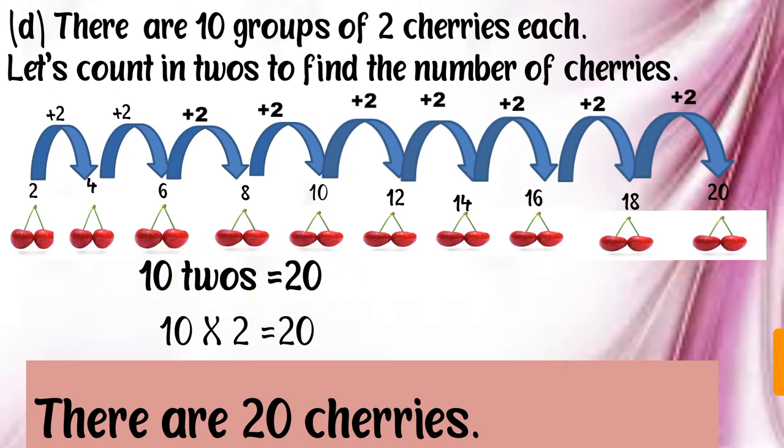So dear students, let's count: 1 2's, 2 2's, 3 2's, 4 2's, 5 2's, 6 2's, 7 2's, 8 2's, 9 2's and 10 2's. We can write it like this: 10 2's equals to 20. 10 multiplied by 2 equals to 20. So there are 20 cherries. How many cherries are here? There are 20 cherries. Okay everyone.